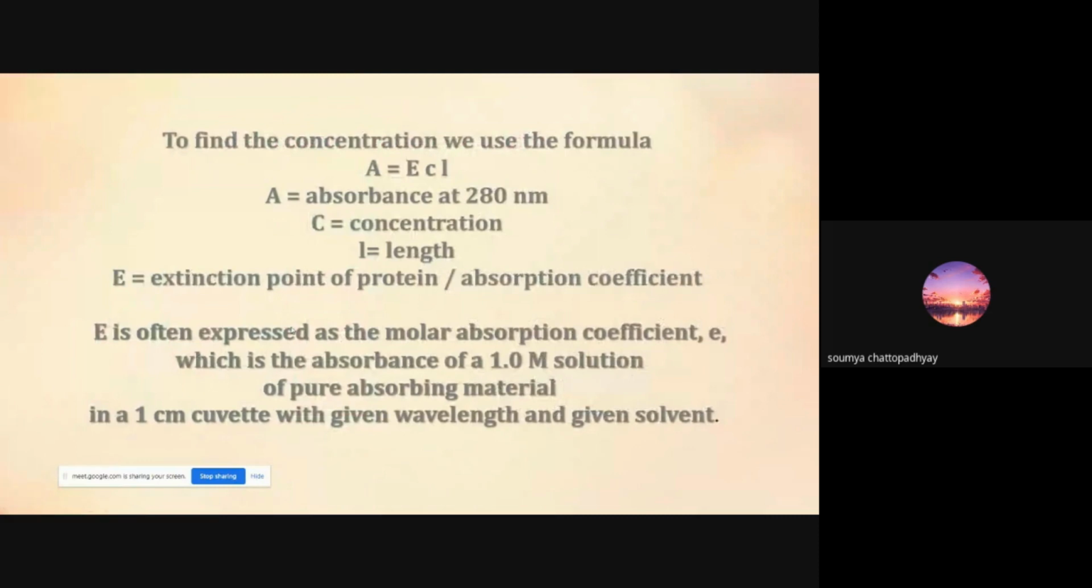Basically, whatever readings we take are at 280 nanometers. That's why this A is sometimes written as A280. Now here we use the Beer-Lambert law formula: A is equal to ECl, where A is the absorbance at 280 nanometers, C is the unknown concentration, the length l is given to us, and E is the extinction coefficient of a protein, which is specific, and it can also be called the absorption coefficient.